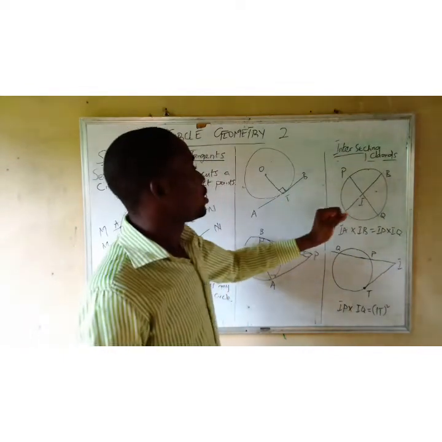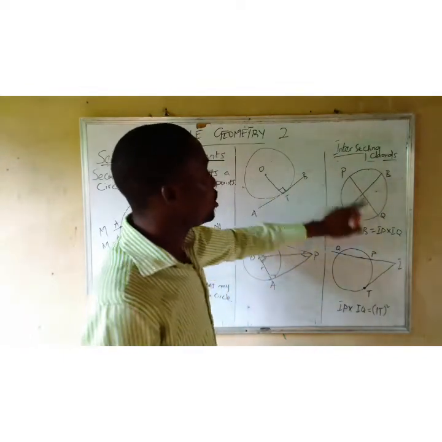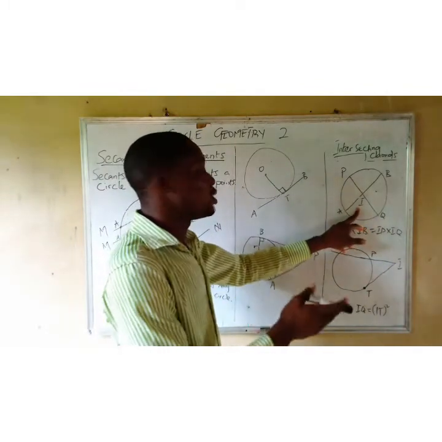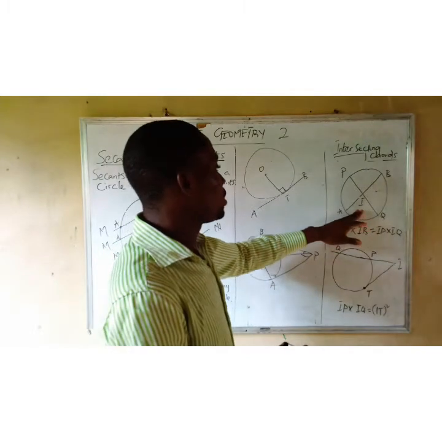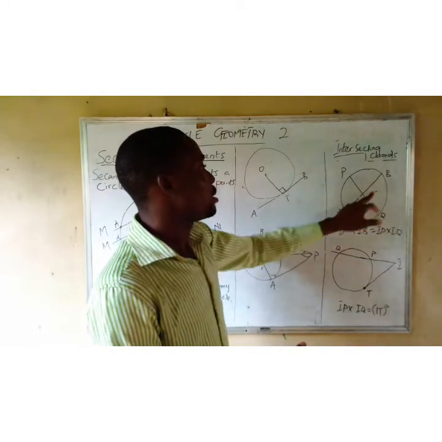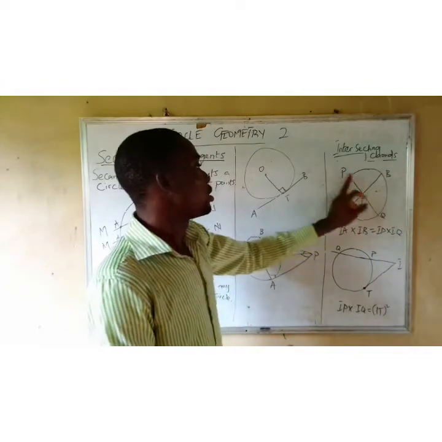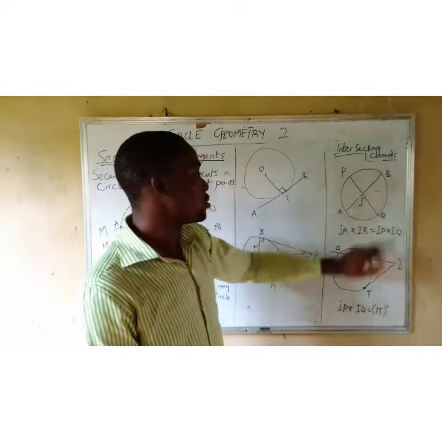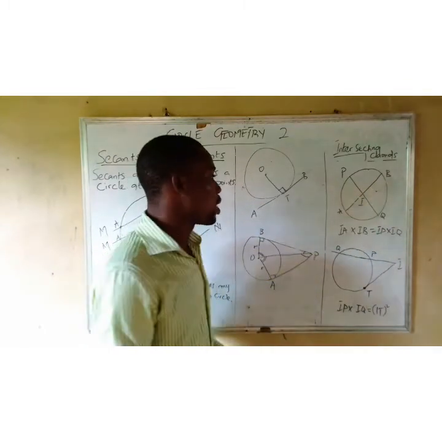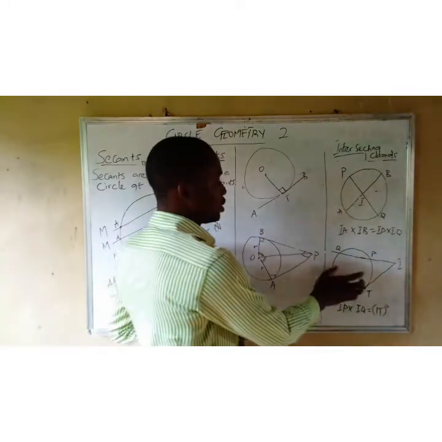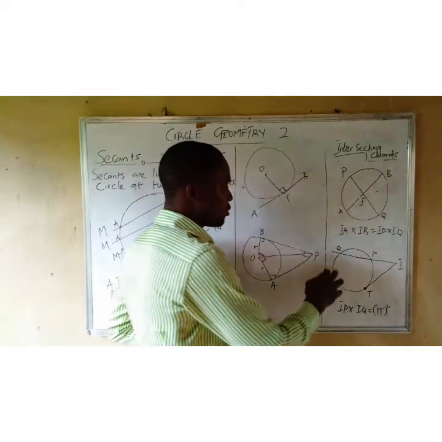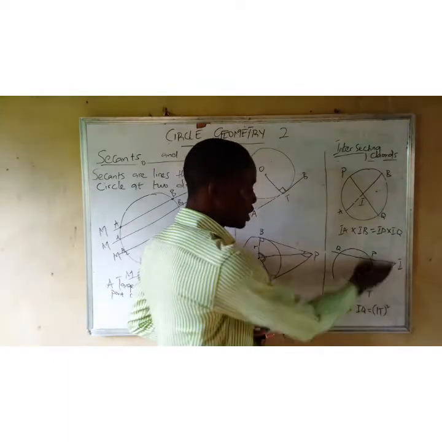Now finally, we have intersecting chords. In this case, we have chord PQ to intersect AB at I, so I represents where they intersect. To solve questions like this, we say AI times IB equals PI times IQ. So we have that IA times IB equals IP times IQ. That's for this case.